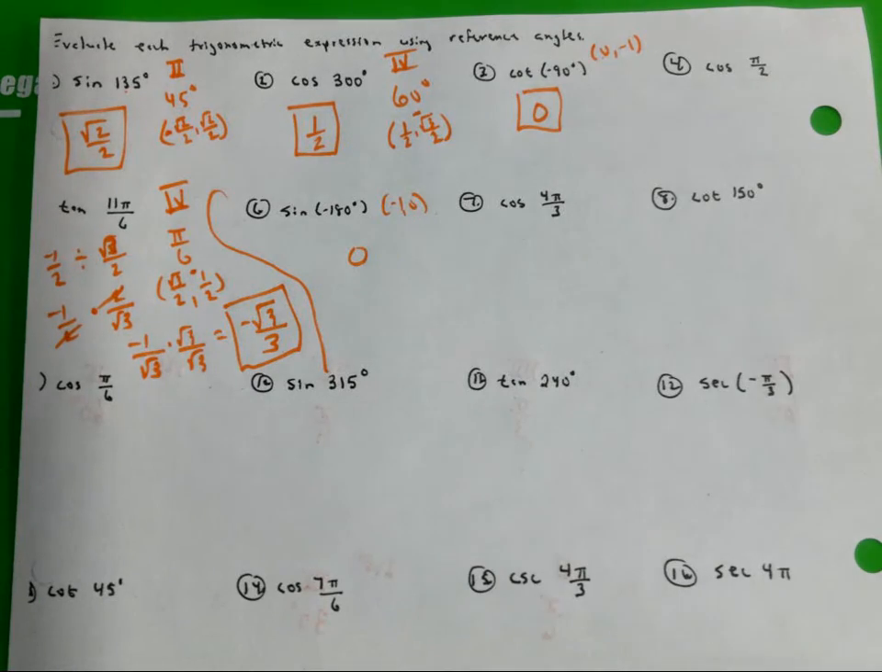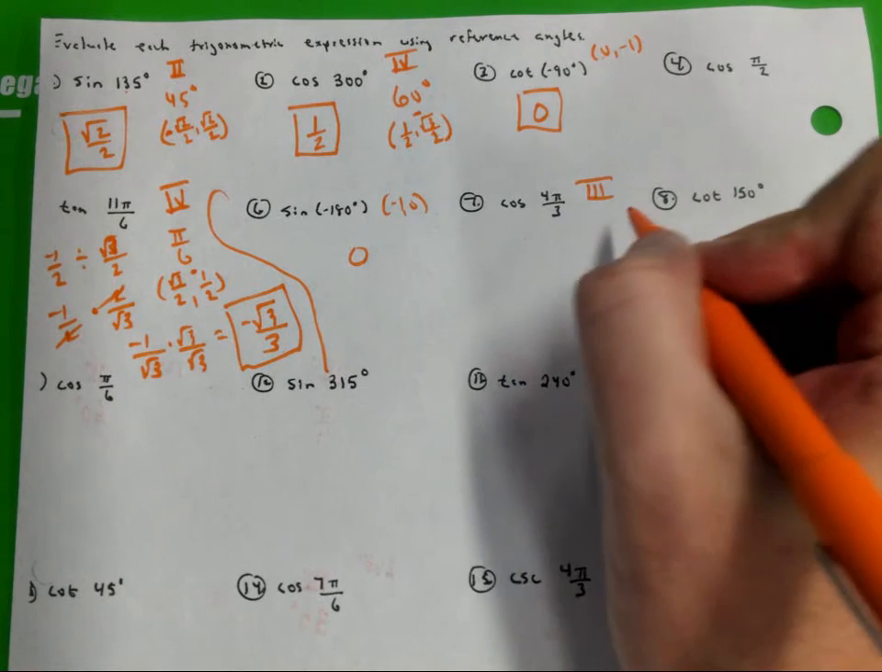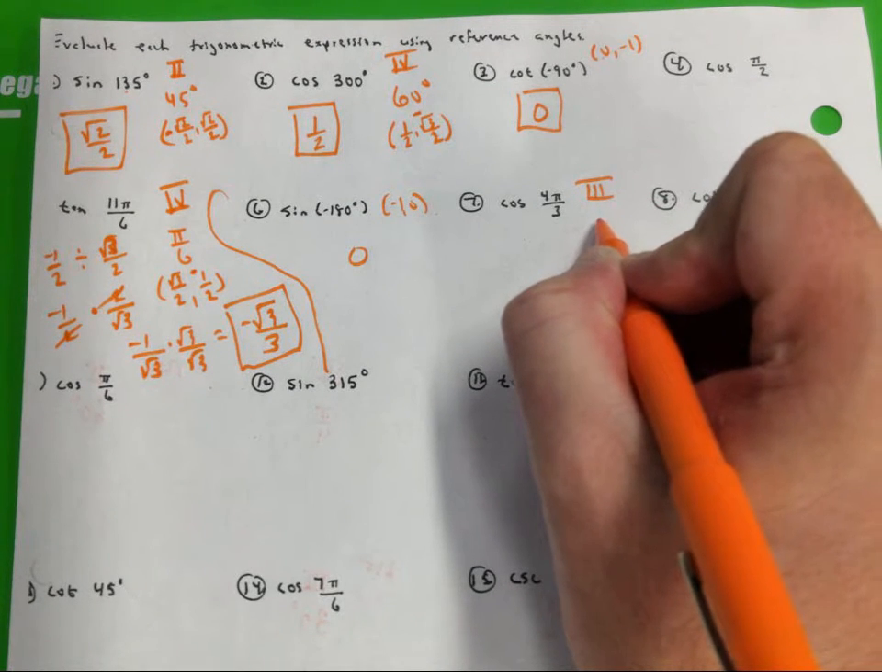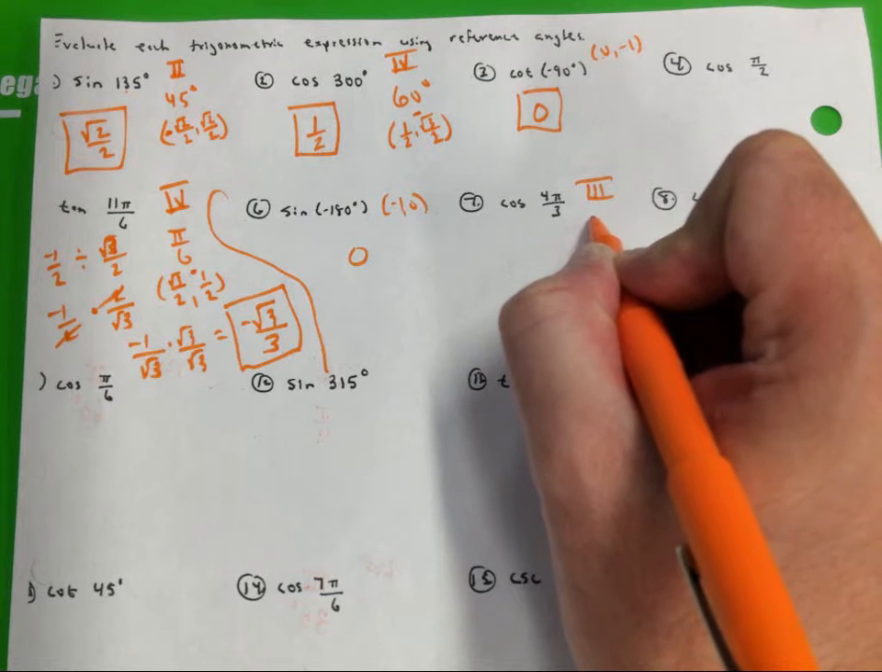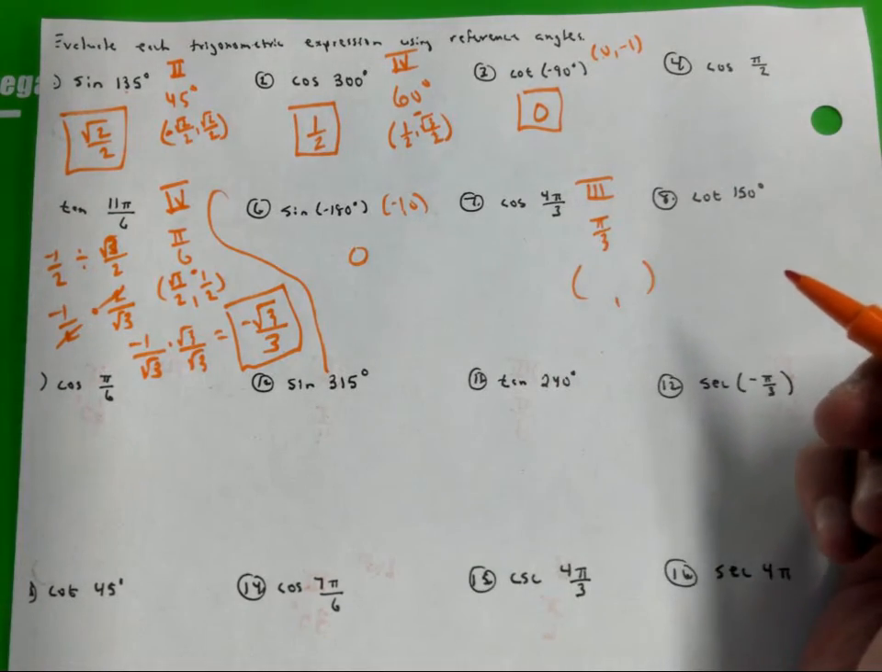Number 7, cosine of 4 pi over 3. How many times does 3 go into 4? 1. I got 1 and 1/3, don't I? So here's 1. I just need a third more. Quad 3 or quad 4? Quad 3. Do y'all see that? What's my reference angle? Very good.